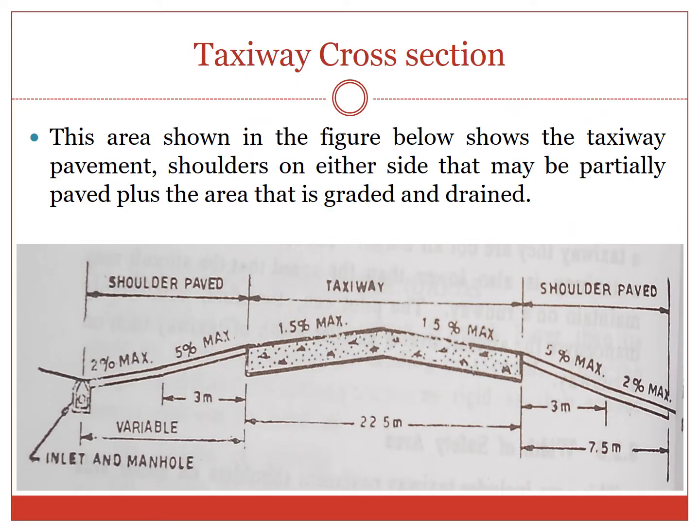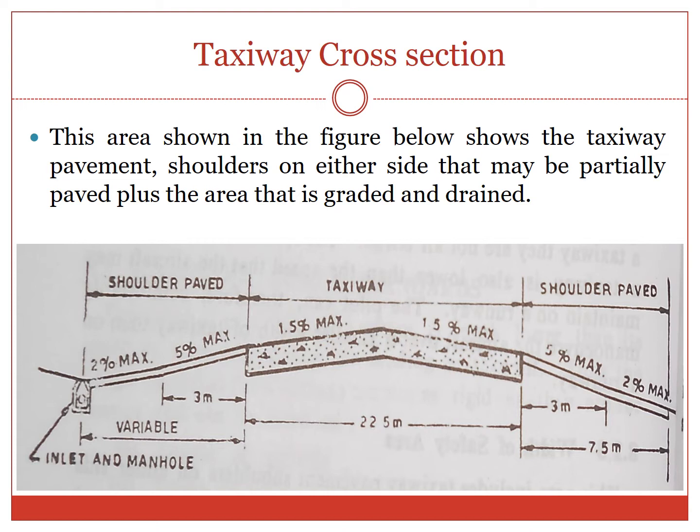Now moving across to the taxiway cross section. This is an area shown in the figure below, which shows the taxiway pavement shoulders on either side that may be partially paved, plus the area that is graded and drained. Now why is this necessary? These areas include the taxiway pavement.